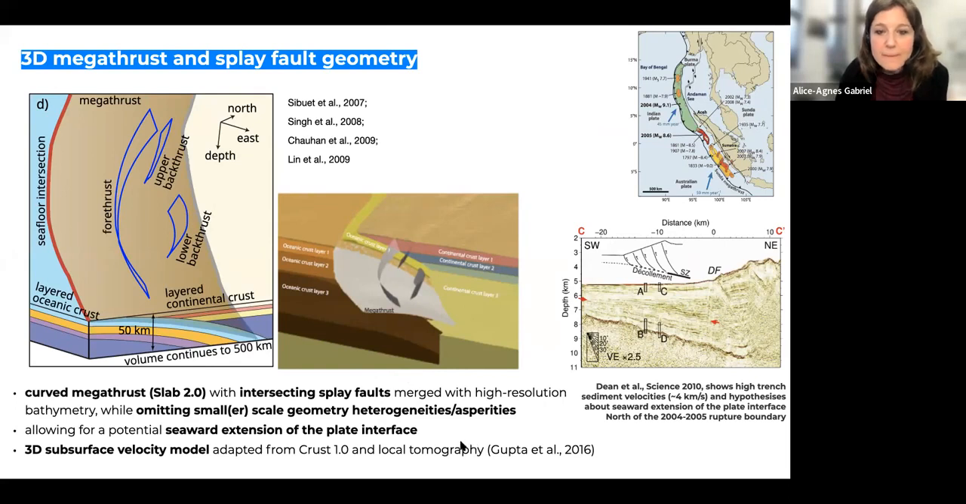We're allowing for potential seaward extension of the plate interface because we were interested in the trade-offs of slip to the trench versus maybe splay fault activation, and the 3D subsurface model adapted from CRUST 1.0 and local tomography. And this is here an interesting study that we've been using to construct the seaward extension of the plate interface by Dean et al., which showed high trench sediment velocities and hypothesized about the seaward extension of the plate interface north of the rupture boundary at least.